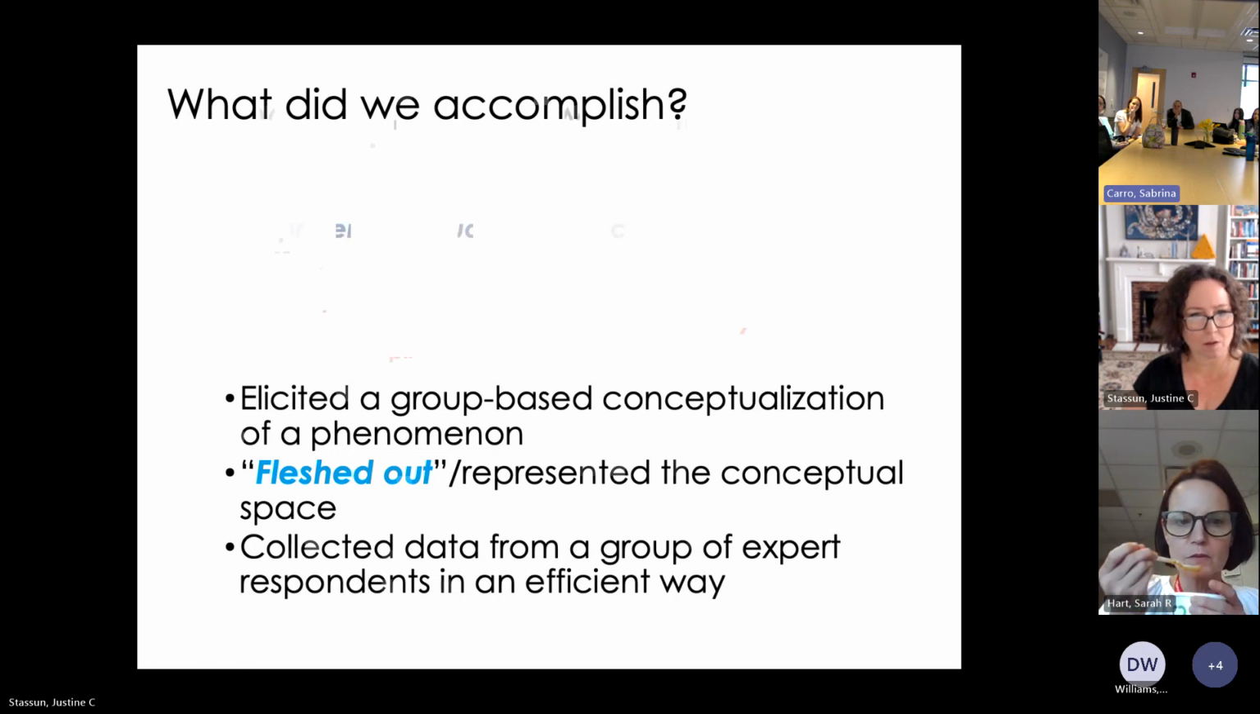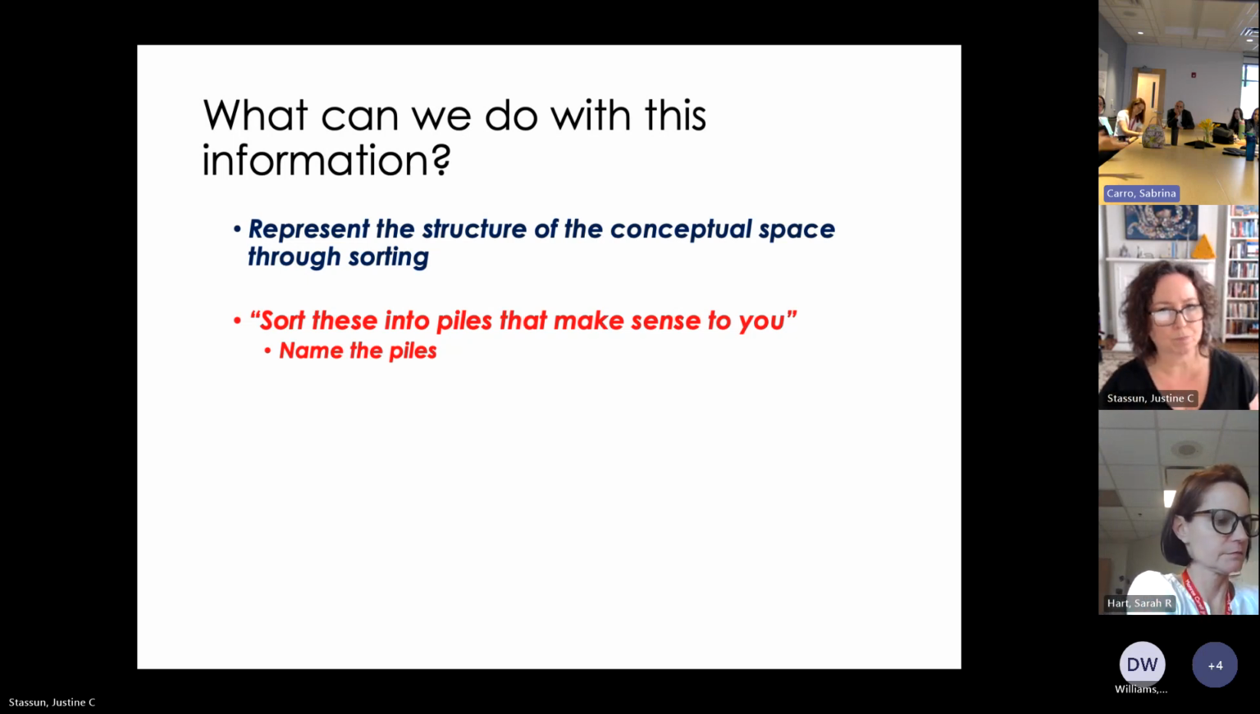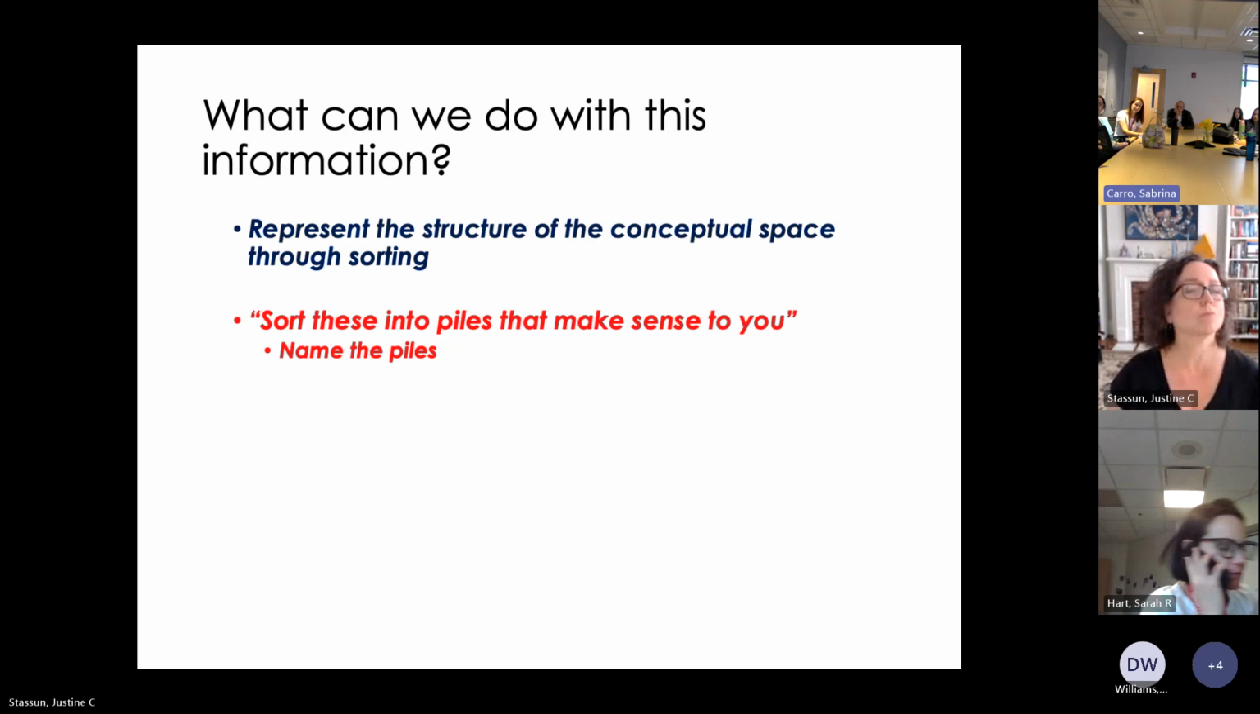Go ahead and advance. What could we do with this information now that we've got it? So the next step in the group concept mapping process is with the same informants, the same participants that you're using, you ask them to sort the ideas into piles, and the instructions literally just say, sort these into piles that make sense to you.